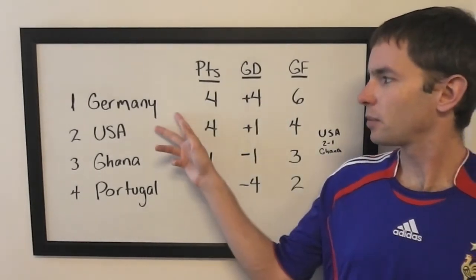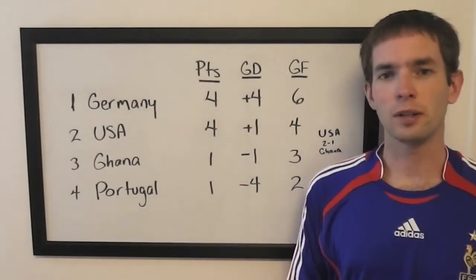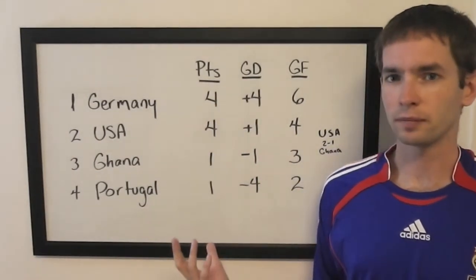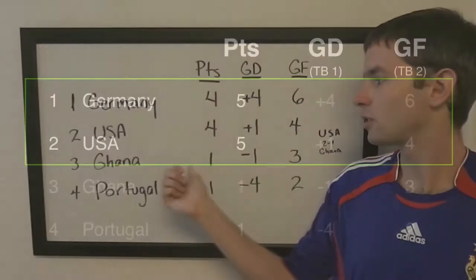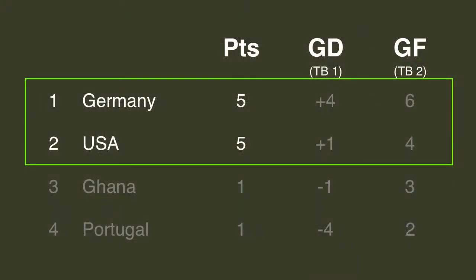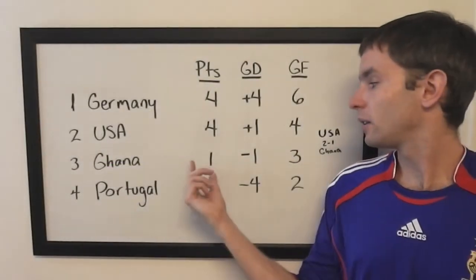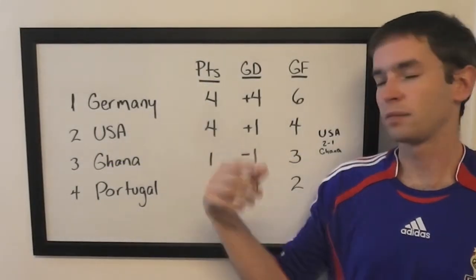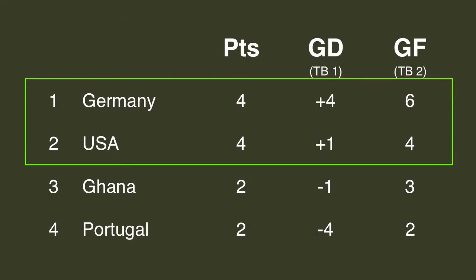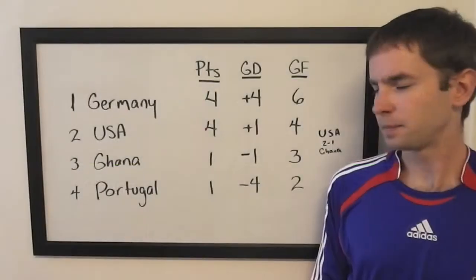Now, the very simple game theory says, for Germany and the USA to both advance, they might as well just draw. They'll each get 1 point, they'll have 5 each. There's no way for Ghana and Portugal to catch them. Ghana and Portugal, if they tie, they'll each get 1 point. They'll have 2 points each. USA and Germany will also advance. Doesn't matter the outcome there. But it's a little bit more complicated than that.